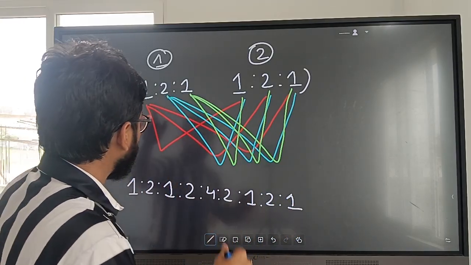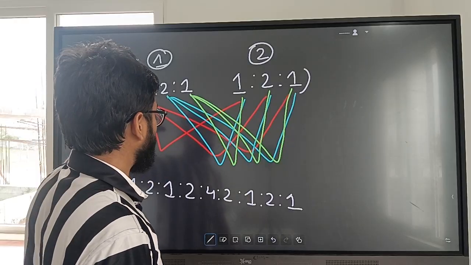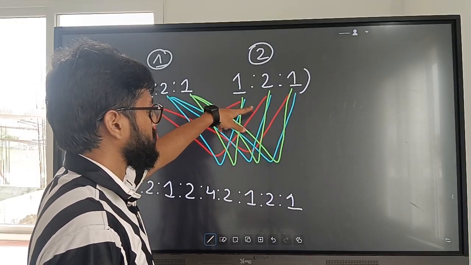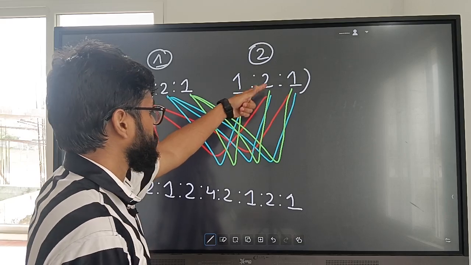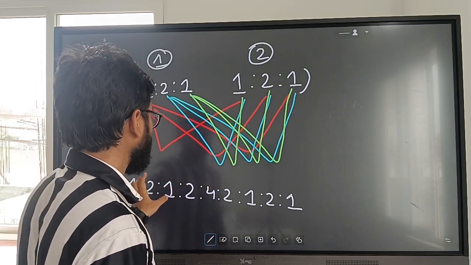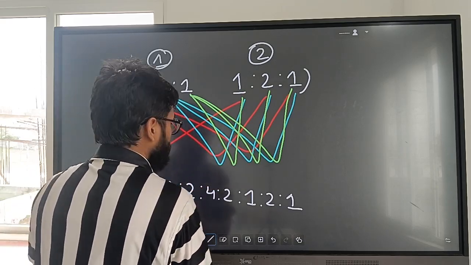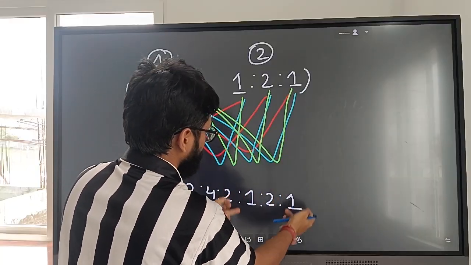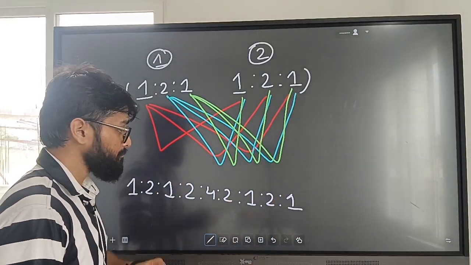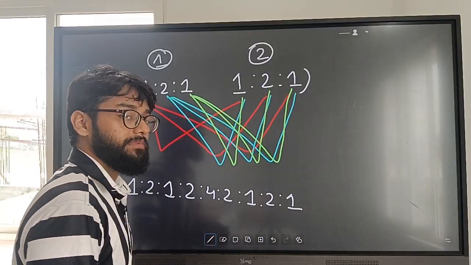Okay, just see the red lines. When you cross 1 with 1, you will always get 1. When you cross 1 with 2, you will get 2. When you cross with 1, you will get 1. Okay, this is done. When you cross the blue ones, you will get 2, 4, 2. When you cross the green ones, you will get again 1, 2, 1. Okay, this is simply how we do it mathematically.